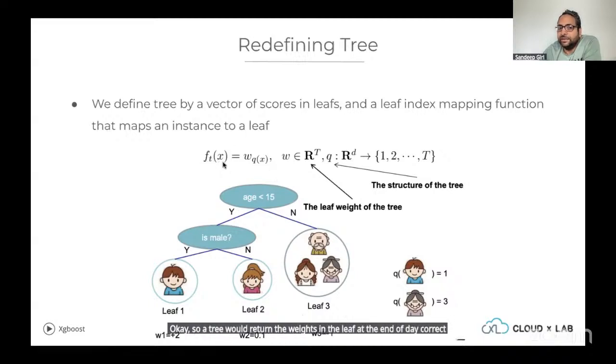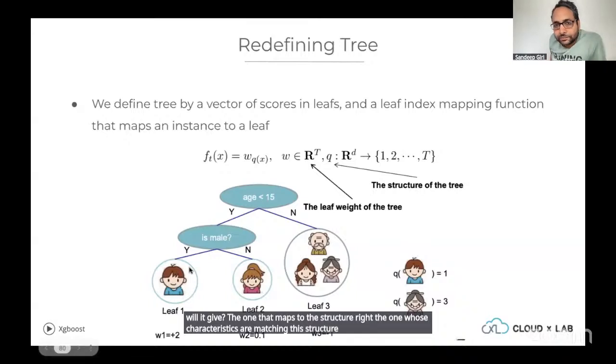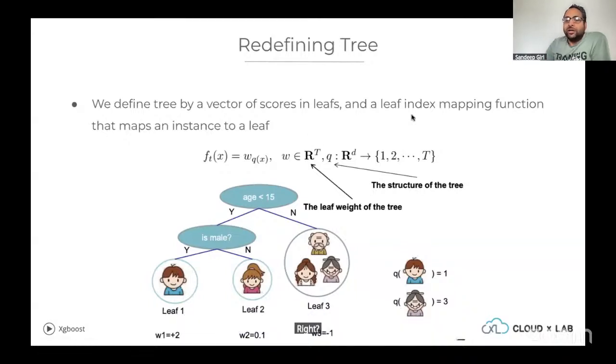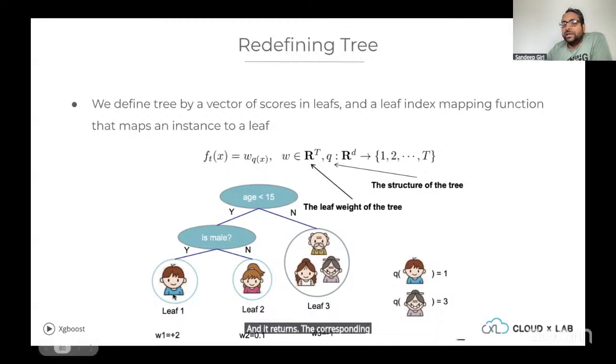Correct? The tree will give an output which is in the leaf. And which one will it give? The one that maps to the structure, right? The one whose characteristics are matching this structure. So I hope this is clear. The tree is a function in which we feed x. X is the characteristics of the input, and it returns the corresponding leaf value to the x. Everybody okay with the tree?